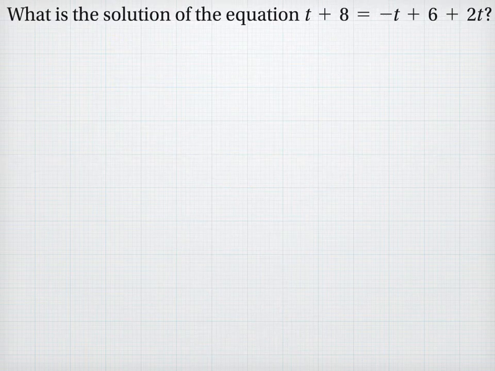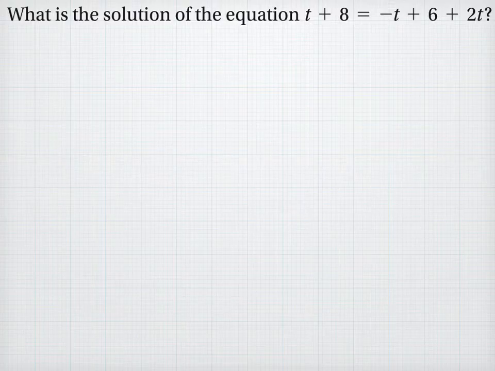The next problem says, what is the solution of the equation t plus 8 equals negative t plus 6 plus 2t? Now, in this problem, we actually have combining like terms on the same side, and combining like terms on different sides. You always want to combine like terms on the same side first.